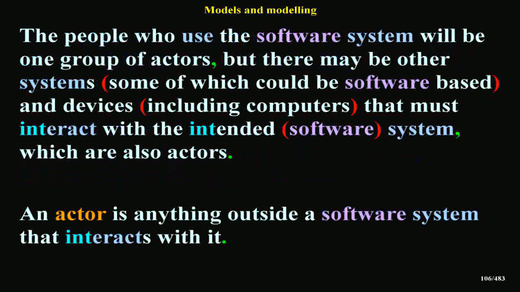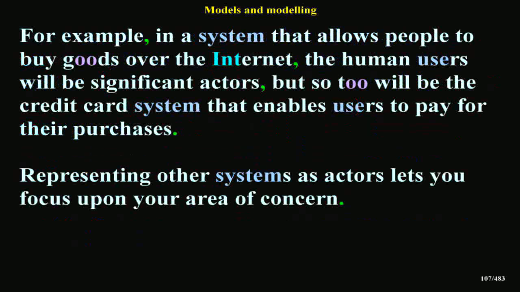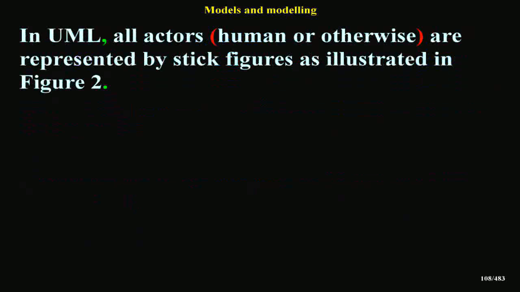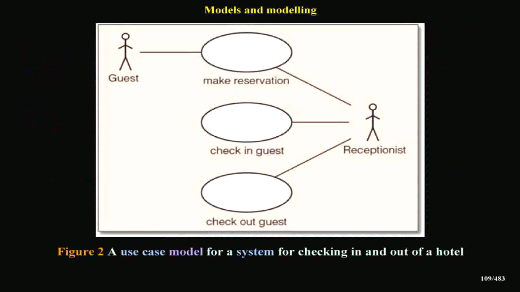An actor is anything outside a software system that interacts with it. For example, in a system that allows people to buy goods over the internet, the human users will be significant actors, but so too will be the credit card system that enables users to pay for their purchases. Representing other systems as actors lets you focus upon your area of concern. In UML, all actors, human or otherwise, are represented by stick figures as illustrated in Figure 2. Figure 2: a use case model for a system for checking in and out of a hotel.